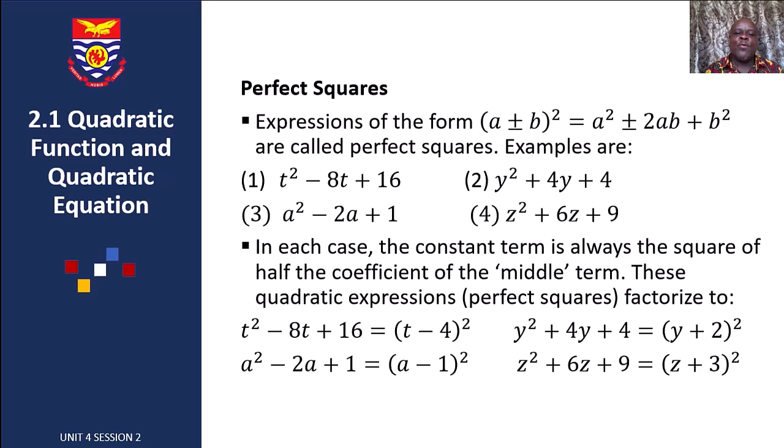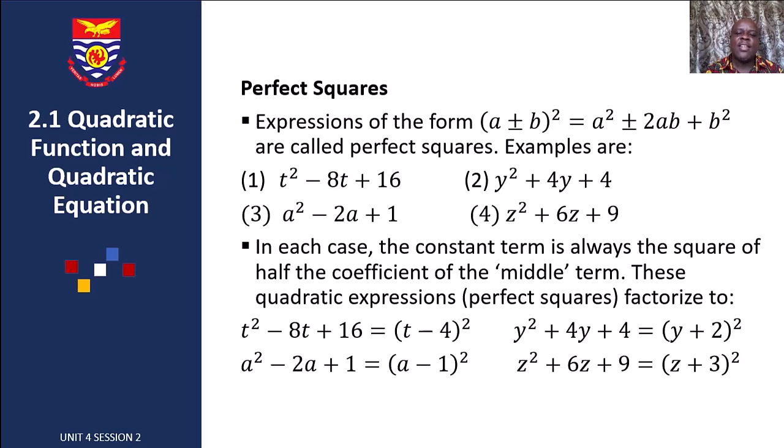If you studied them well, you will notice that if you take the middle term, you find half of it, and you square the answer, it will give you the constant term. For example, if you take 8, half of 8 will give you 4. 4 squared will give you 16. Or if you take negative 8, half of negative 8 will give you negative 4. Negative 4 squared will give you 16.